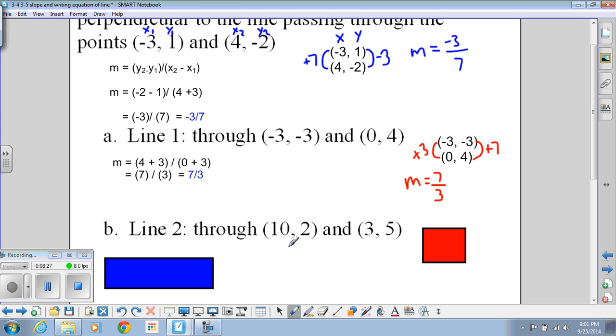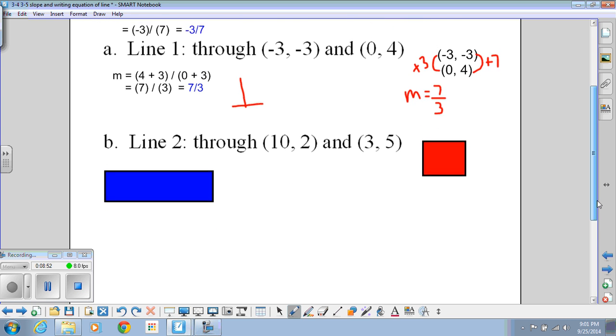So now I need to compare. I need to say, well, 7/3, how does that compare to -3/7? Well, 7/3 is flipped around from 3/7, so that's a reciprocal, and it's the opposite sign. So I could say that this line is perpendicular to that original line because their slopes are opposite reciprocals.